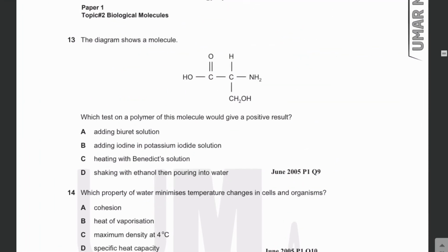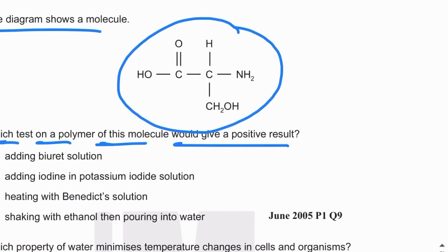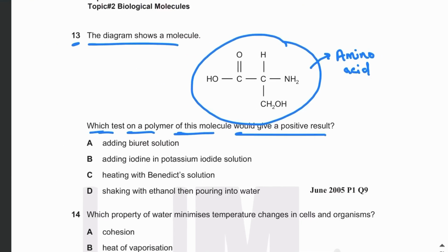Let's move on to MCQ number 13. The diagram shows a molecule. Which test on a polymer of this molecule would give a positive result? So guys, this molecule is the amino acid, and the polymer of this molecule will be a protein. So they are asking which test on a polymer of this molecule, which is the amino acid, would give a positive result. By adding the biuret solution, we will get the positive result, because biuret solution is used to test for proteins.